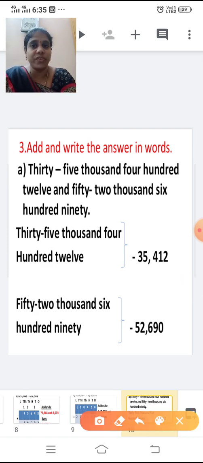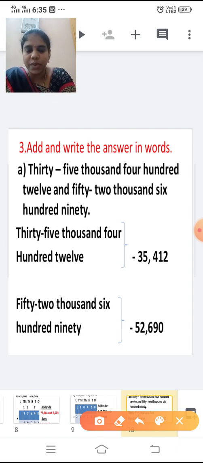Add and write the answer in words. The question, it is given in words. Change that into number. You know that, right? So first we'll see the first one. 35,000. 35,400. 35,412. And 52,000. 52,690. The question is, we are going to add 35,412 and 52,690. Now, shall we write that in number?